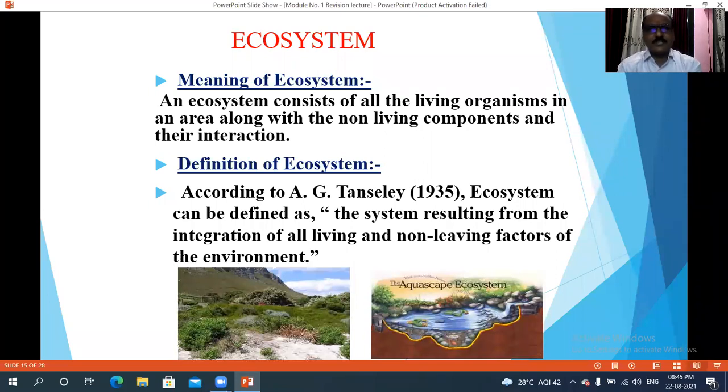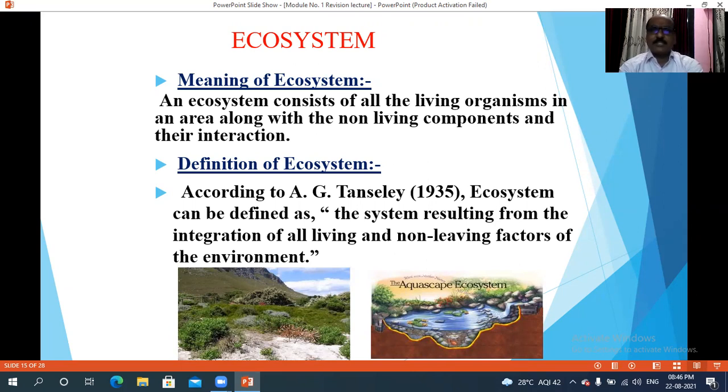After that, dear students, next you see about the ecosystem. Okay, so in this topic, dear students, I will explain what is the exact meaning of ecosystem. Okay, then its definition. An ecosystem, dear students, consists of all living organisms in an area along with the non-living component and their interactions. Okay, so this is a very simple meaning. It consists of living organisms along with their non-living component. It means biotic and abiotic factors from the environment are included in the ecosystem and they are interacting with each other.